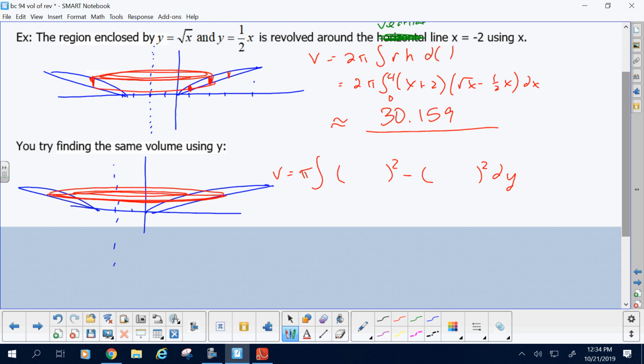And we're getting a washer. Okay, it's big R. What'd you get for big R, Cindy? 2y plus 2 for line minus the axis of revolution. I agree. And the inner R, y squared plus 2 from 0 to 2 or 0 to 4. And you got the same answer, yeah? Yep. Okay.